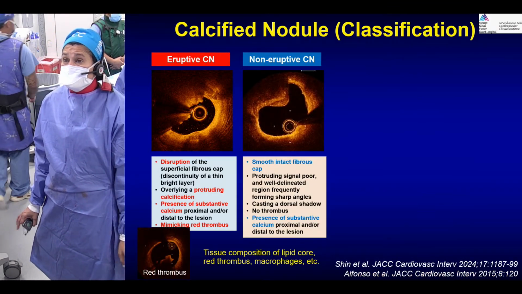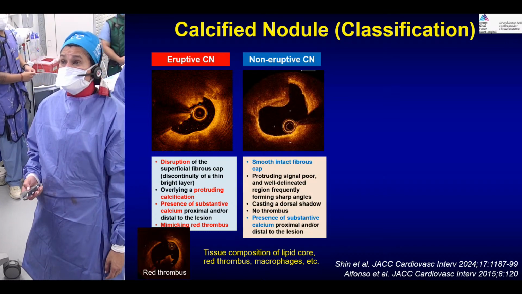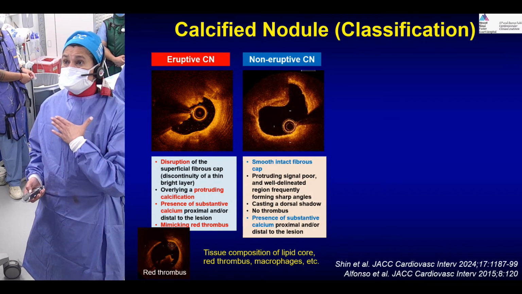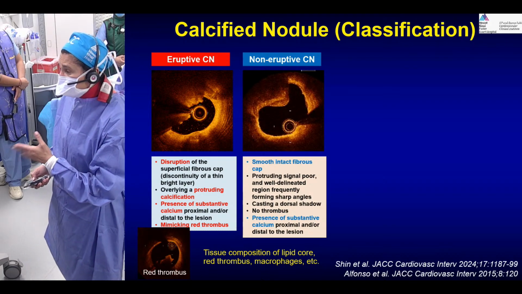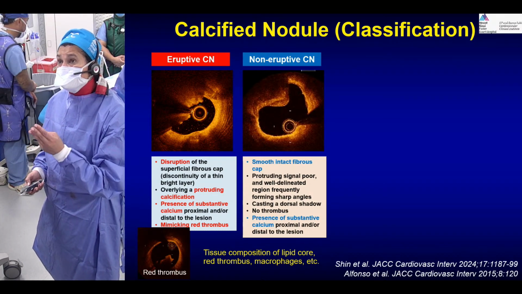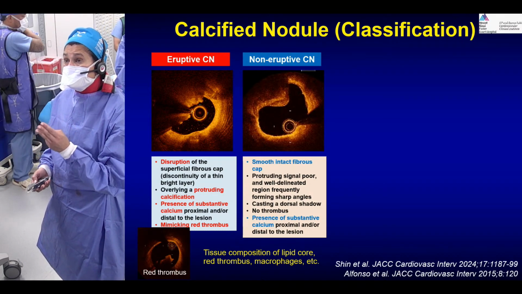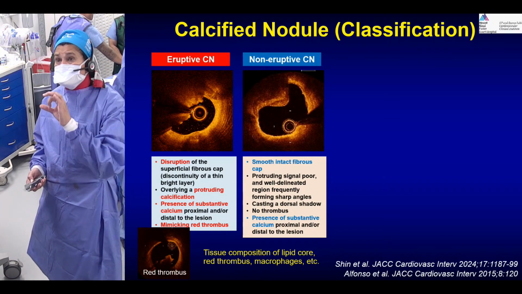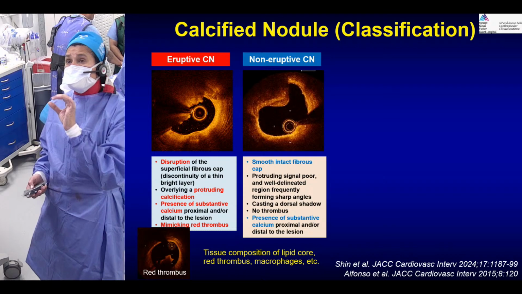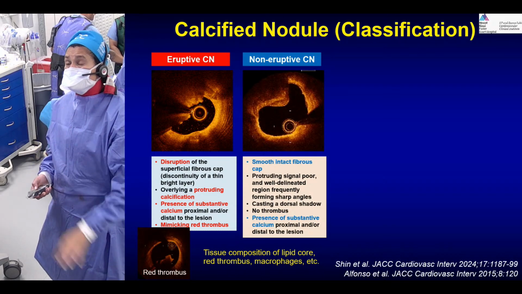So nodule-wise there are only 2, eruptive and non-eruptive. Most of the time what we see in our practice is non-eruptive, and I think we have shown you the example today. All the 3 nodules we saw were non-eruptive, which means it is calcium there. Eruptive nodule, if you see here, there is a little disruption, little thrombus, all this happens, it's a red thrombus on top of that.